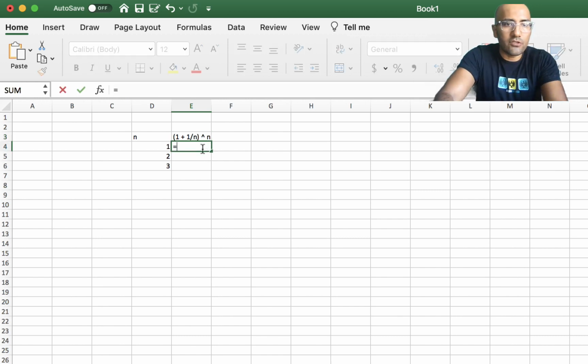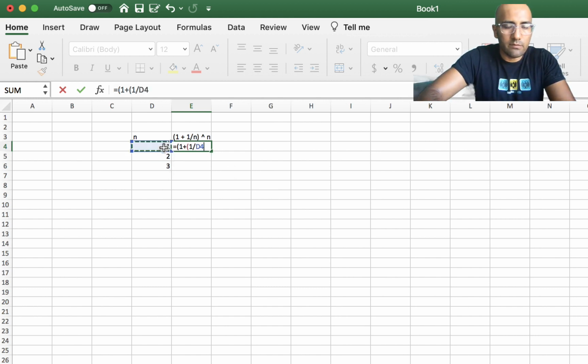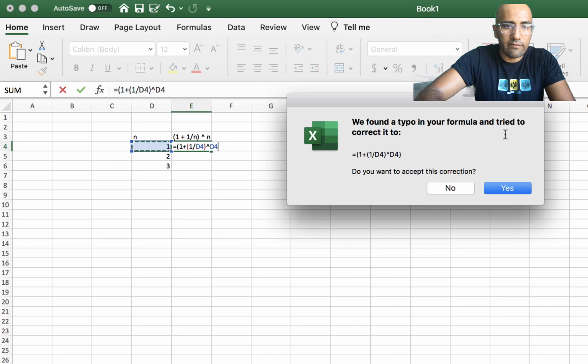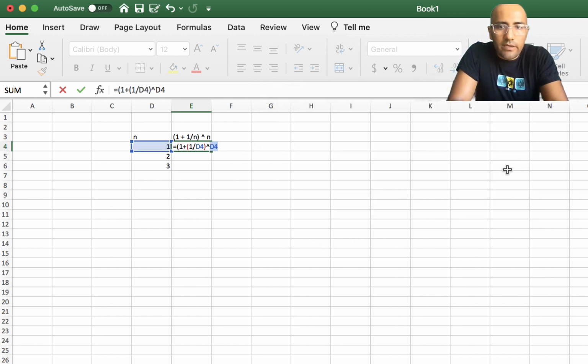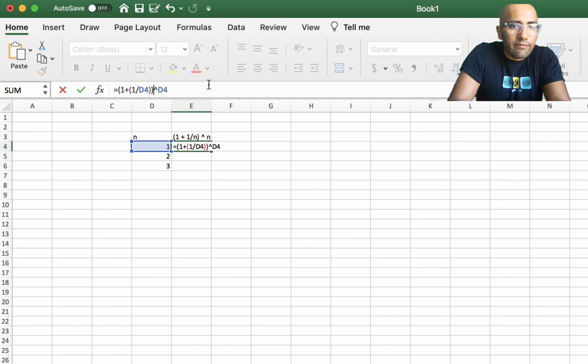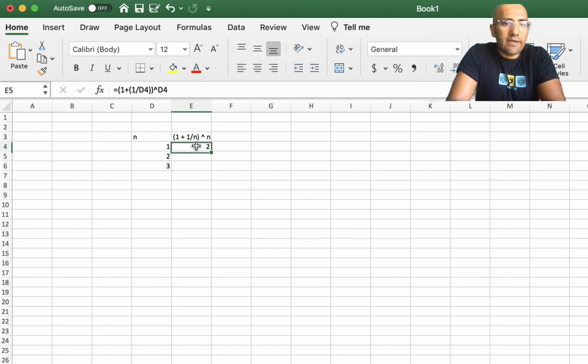Okay, so this is the equation now. F of n equals 1 plus parentheses 1 divided by whatever's in this box, close parentheses, to the power of whatever's in this box. Correction. So I want to raise the whole thing to the power of that guy. That should fix it. There we go. Okay, so that's the same answer we got for the first one. And then here are the first three that we got.